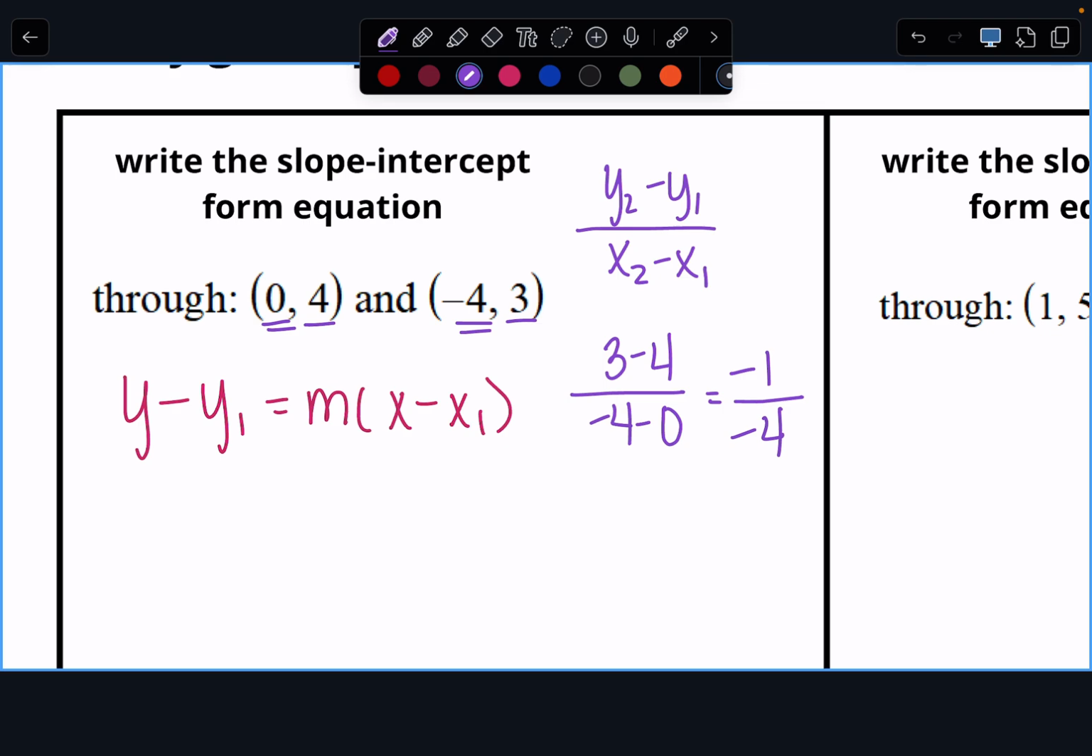And so 1/4 can't be reduced, but what about those two negatives being divided? What's going to happen there? It's going to become positive. Good. So I now know my slope. I know my m is 1/4.